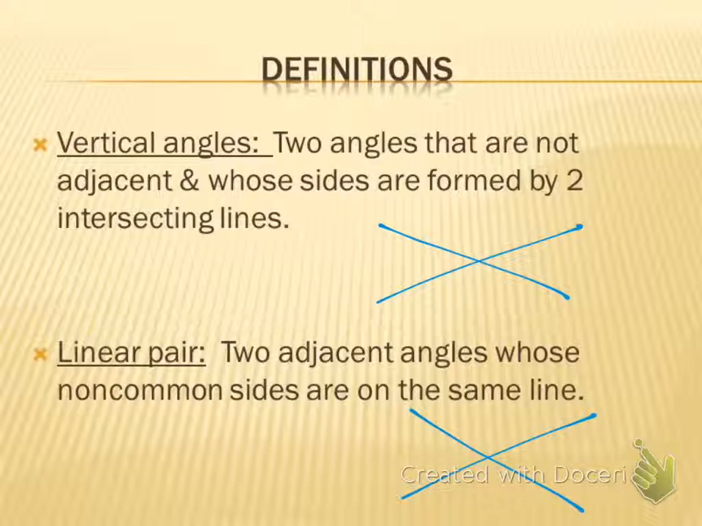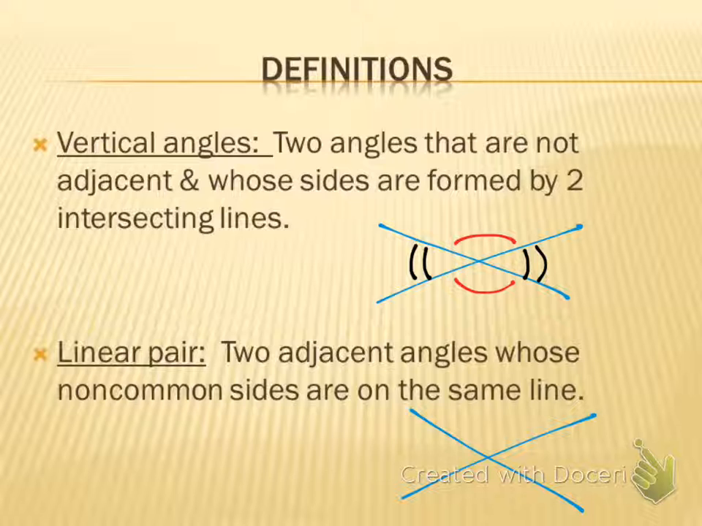Vertical angles are two angles that are not adjacent and whose sides are formed by two intersecting lines. So you should have two intersecting lines in your notes, right? The two angles that are not adjacent, those are vertical angles. Basically the ones across from each other when you have two lines that intersect. So those two that I marked in red, those are vertical angles, and then the little ones on the side, those are also vertical angles.